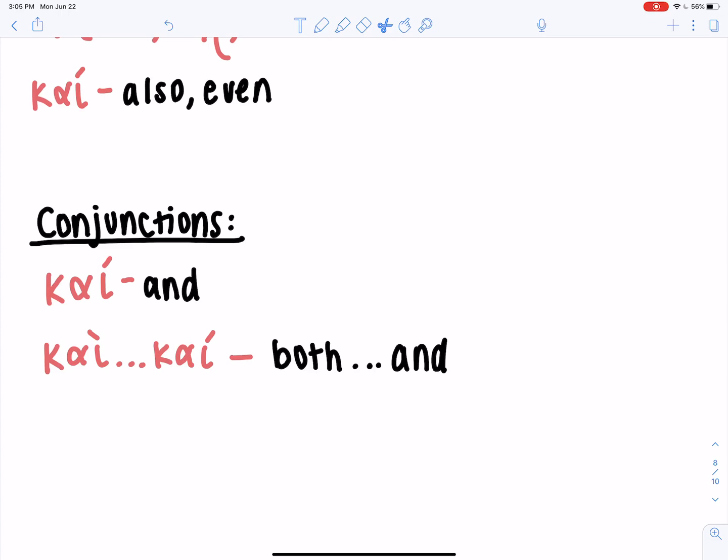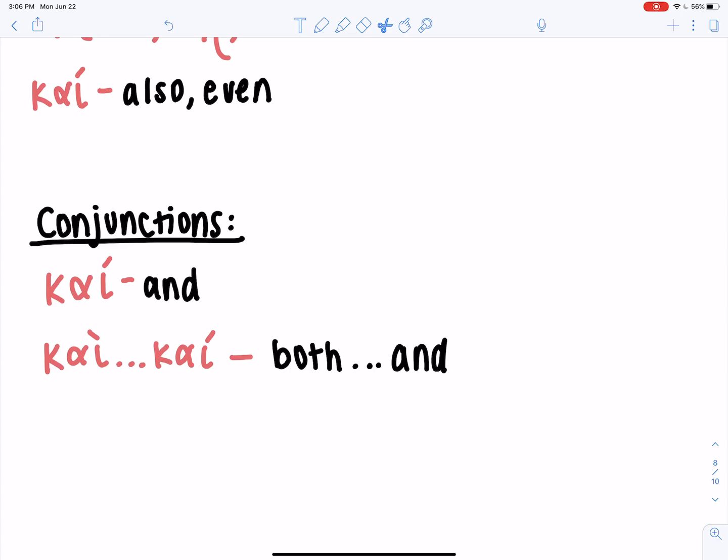And if you don't know what a correlative is, that's where you have these two words that are linked, regardless of whatever words come in between. So you'd see this in a sentence. So you'd see Kai, blah, blah, blah, Kai, blah, blah, blah, and that means both blah, blah, blah, and blah, blah, blah. I think that makes sense. If it doesn't, just understand that in a sentence you're not actually going to see that ellipsis. It's both and then a bunch of words, and then and then a bunch of words.